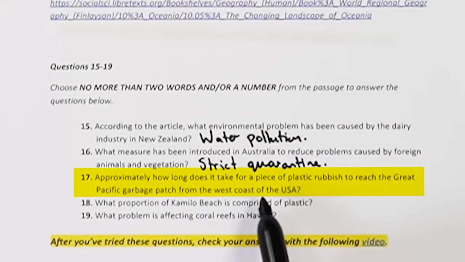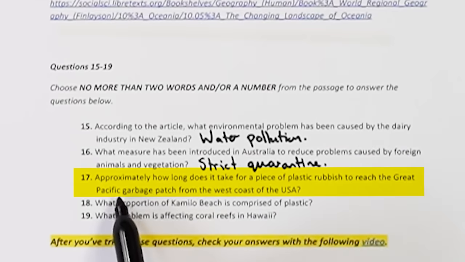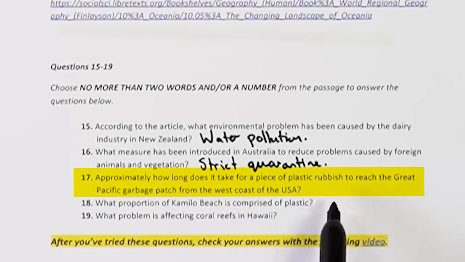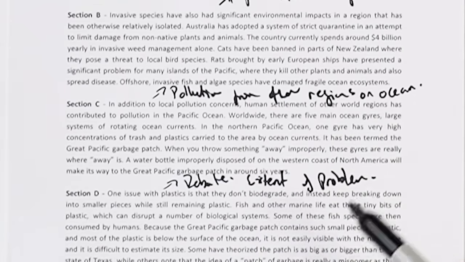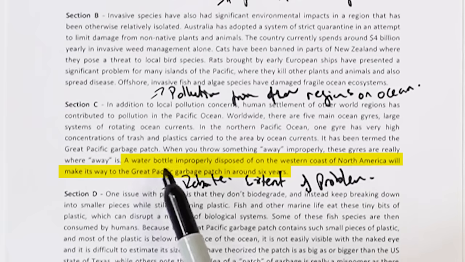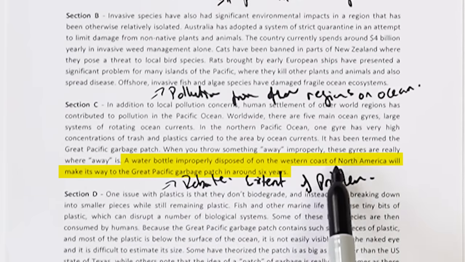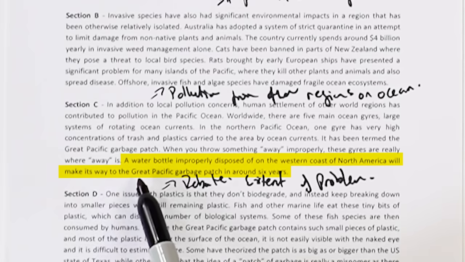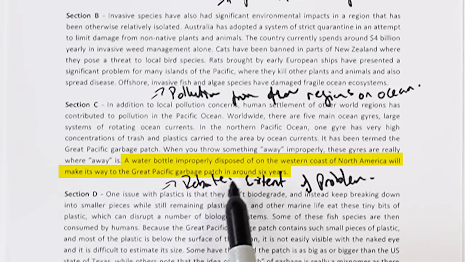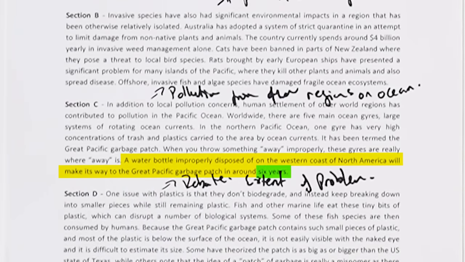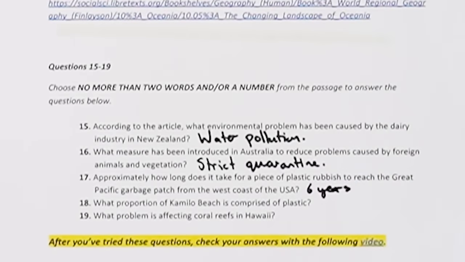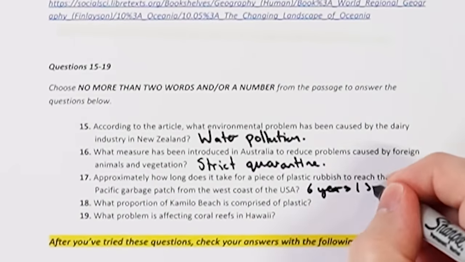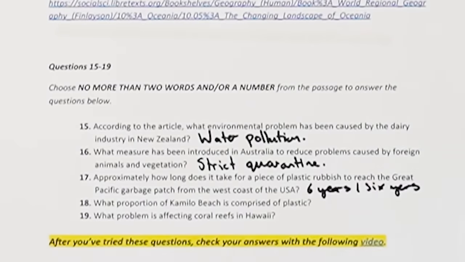Approximately how long does it take for a piece of plastic rubbish to reach the Great Pacific garbage patch from the west coast of the USA? So they were talking about the big patch here from other areas, so from the west coast of the USA. A water bottle improperly disposed on the western coast of North America will make its way to Great Pacific garbage patch in around 6 years. So the answer is 6 years. And if you're wondering, the number six, like 6 years, is also acceptable. So don't worry about that.